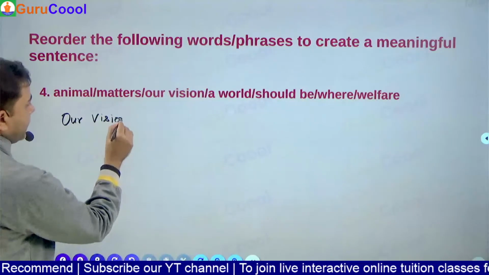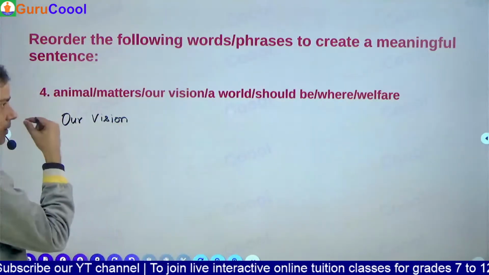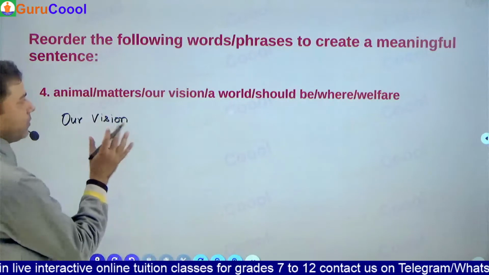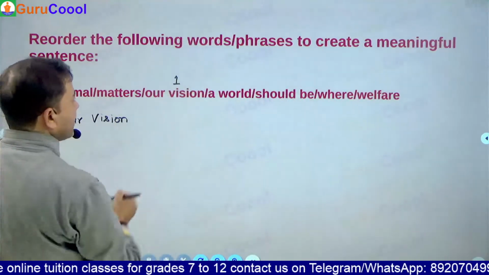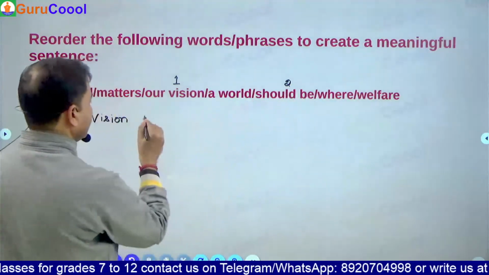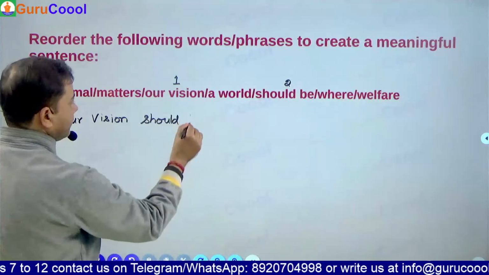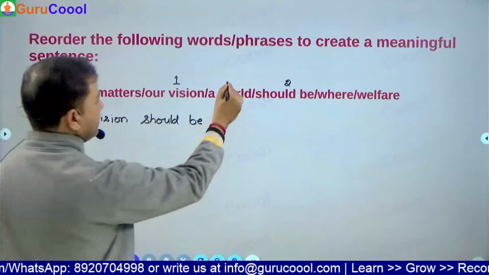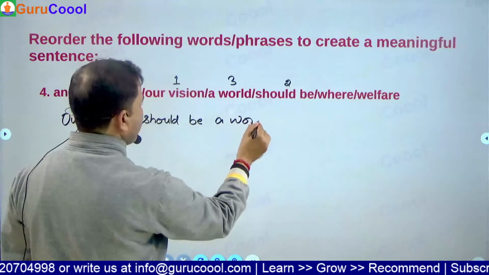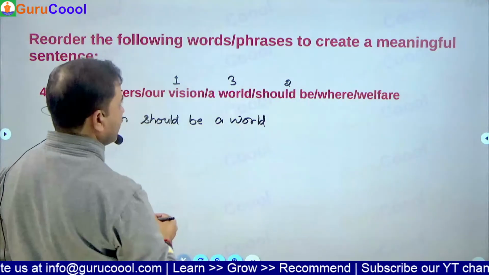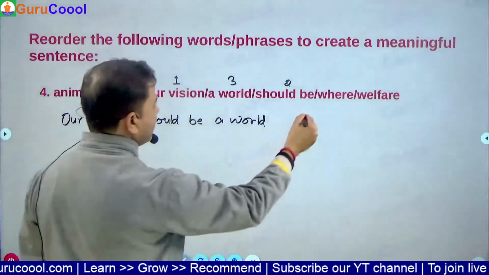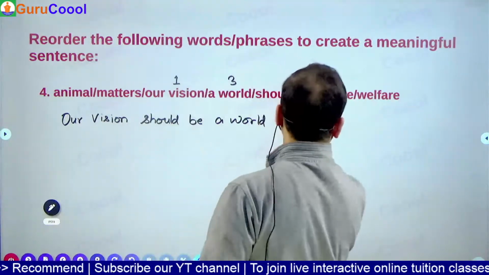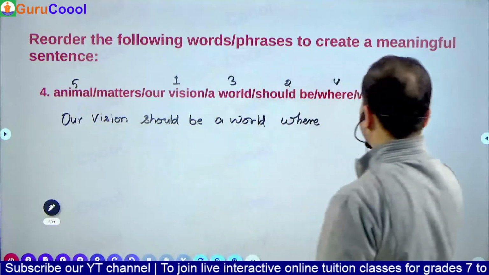You might have written your answers, right? Everyone must have written their own answers in the notebook. When I write my answer, match yours with it. When it is complete, then match. Our vision came first. Our vision should be a world where animal welfare. Number 5. Number 6.